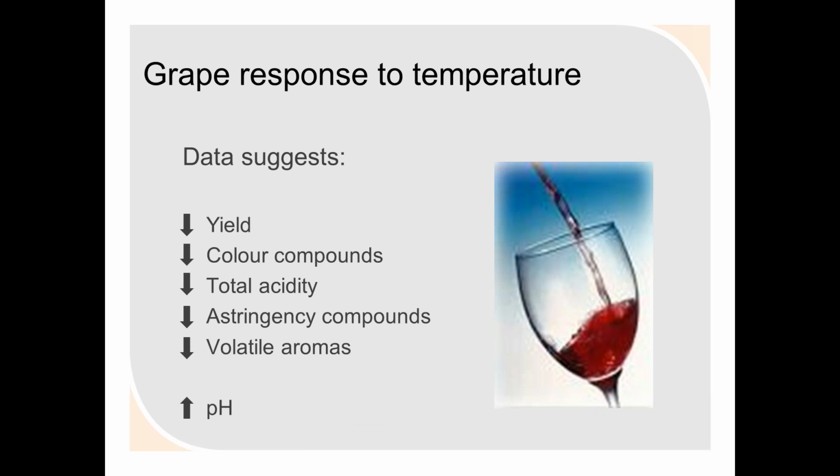From historical data and anecdotal evidence, we're also seeing that there's an impact on grape and wine quality. That could mean a decrease in yield, which may not impact quality but certainly may impact the value of crops; a decrease in things like colour compounds, which are very important for red wine quality; a decrease in total acidity and in astringent compounds like tannins; a decrease in volatile aromas; and an increase in pH. A lot of these factors are very detrimental to quality in terms of the effect temperature is going to have on grape and wine production.